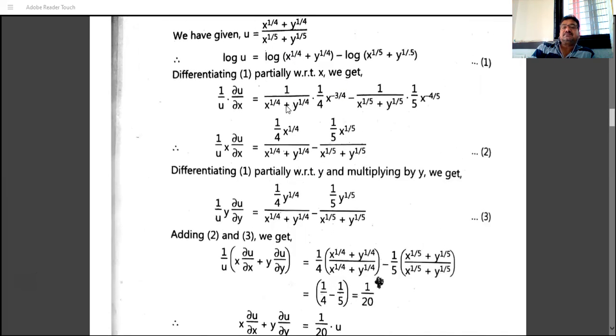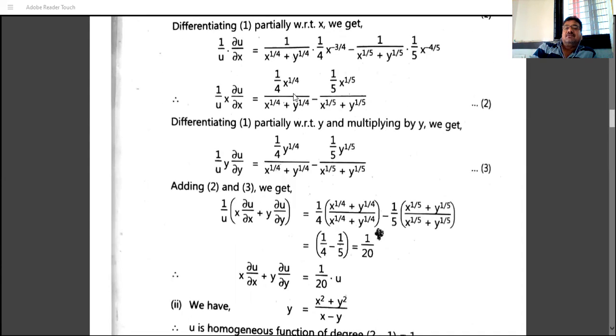So we have this answer, 1 by u, ∂u/∂x, multiplied by x, then 1 by 4, x raised to minus 3 by 4, and x raised to 1 is minus 3 by 4 plus 1, that is 1 by 4. Similarly, x raised to minus 4 by 5, and x raised to 1 is minus 4 by 5 plus 1, that is 1 by 5. So base same, then addition of powers. So we have this 1 by u, x ∂u/∂x.